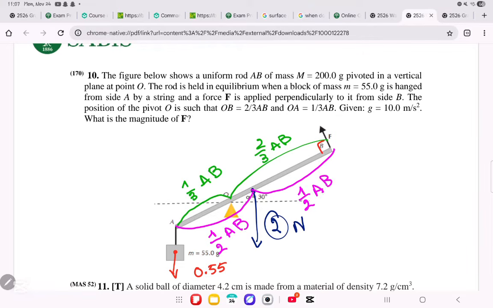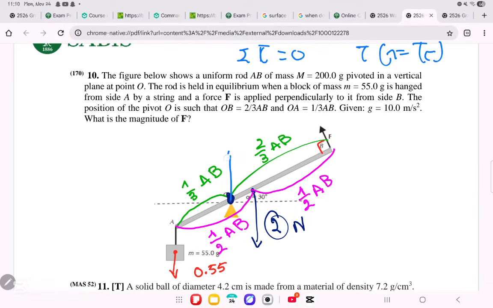So they want us to find the magnitude of F. What could I do in this scenario? Choose my pivot to be over here. They already gave it to me, but I need to know that this is very important, essential information. Right? So what would that mean? That means I need to apply that sigma torque is equal to 0, so the torque counterclockwise is equal to the torque clockwise, right?